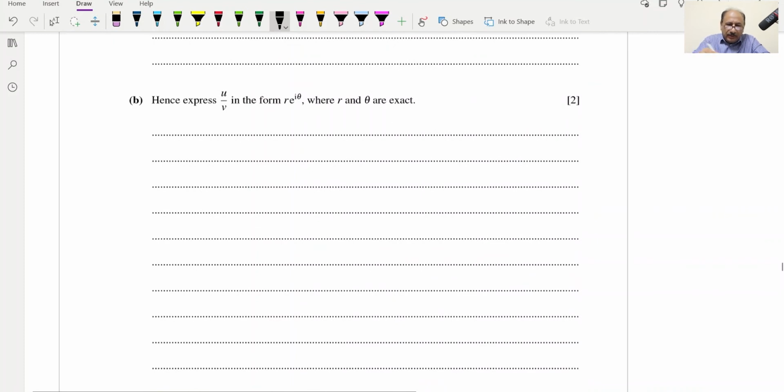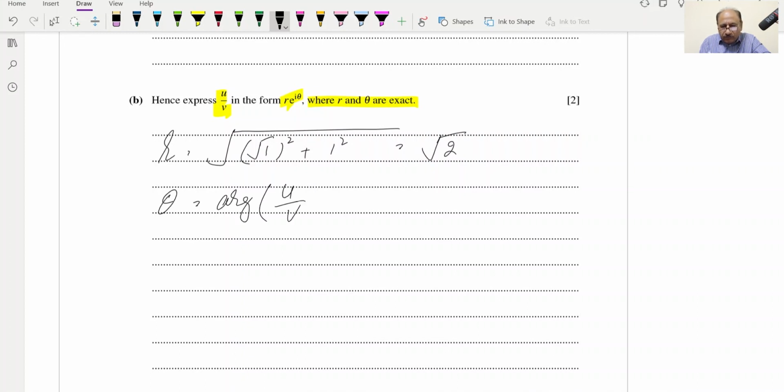Now for the b part, hence express u over v in this format where r and theta are exact values. So r, we can write, will be what? The x component, which is the square root of 1 squared plus 1 squared, and this will be equal to the square root of 2. And theta will be equal to the argument of u over v, which we have already calculated, minus 1 plus iota.